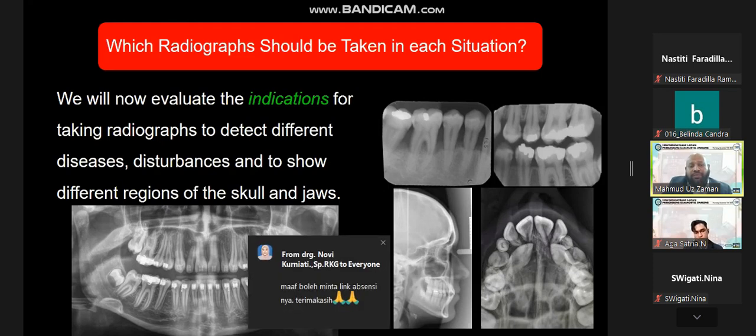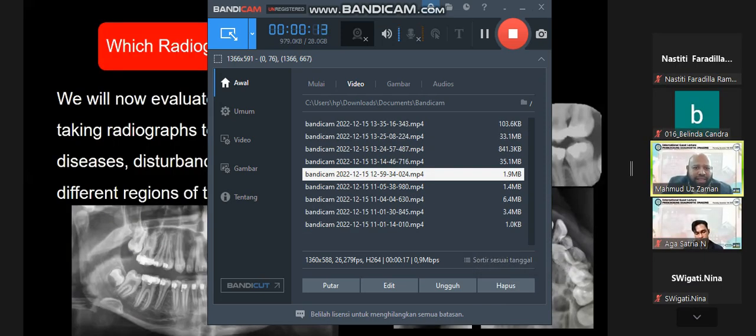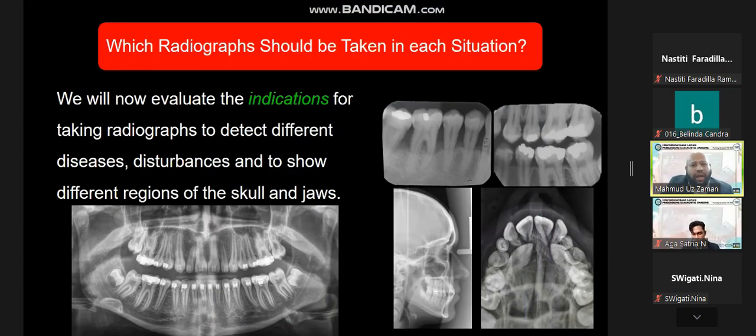So if you want to see the whole jaw, there are multiple diseases. So you will go for a panoramic radiograph so that you can see all the teeth together. Then, if you think that you need to see particular teeth with better resolution, you need to go for a periapical radiograph or bite-wing radiograph, depending upon the tooth or teeth.